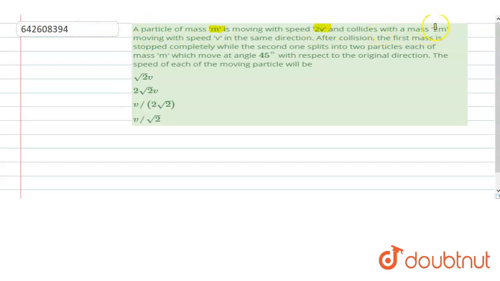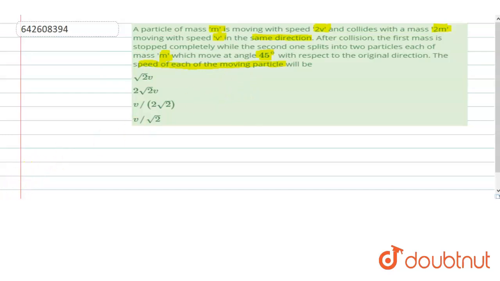Hello, the problem states that a particle of mass m is moving with the speed 2v and collides with a mass 2m moving with the speed v in the same direction. After collision, the first mass is stopped completely, while the second one splits in two particles each of mass m, which move at an angle 45 degree with respect to the original direction. So we have to find the speed of each of the moving particle.